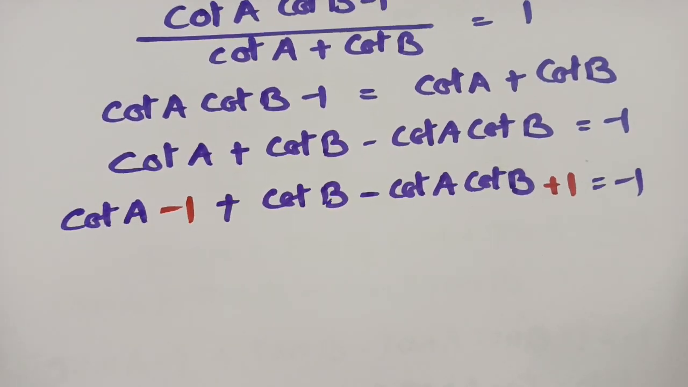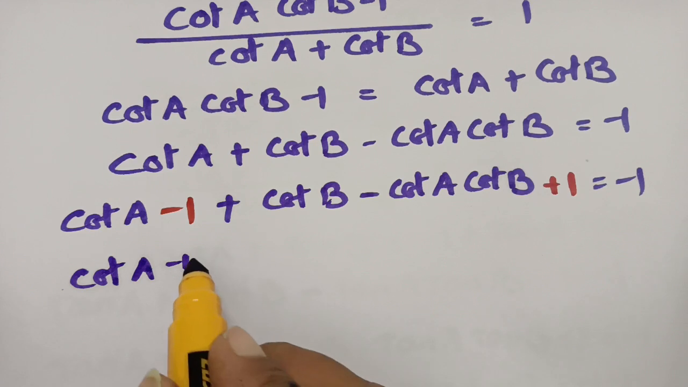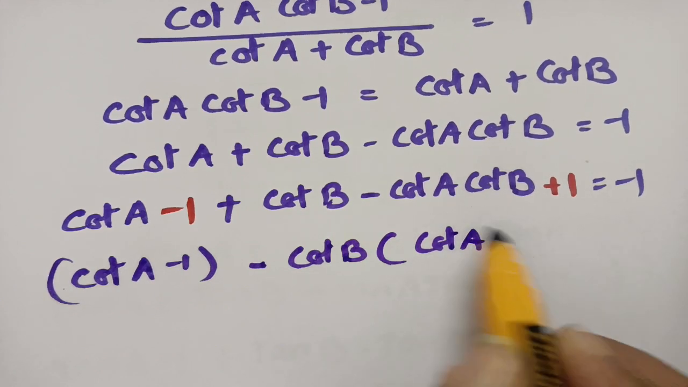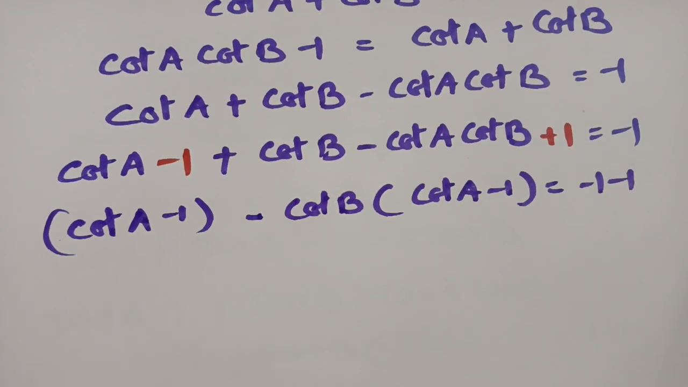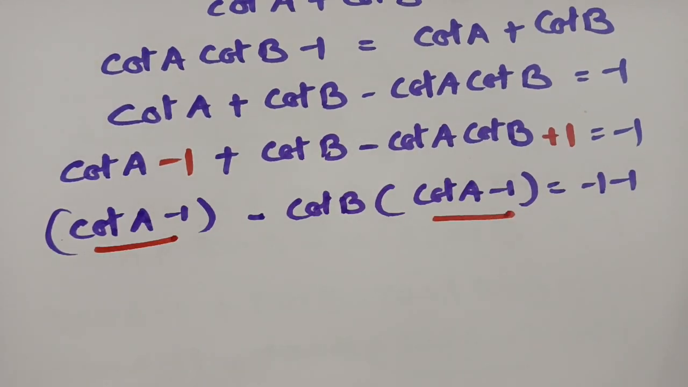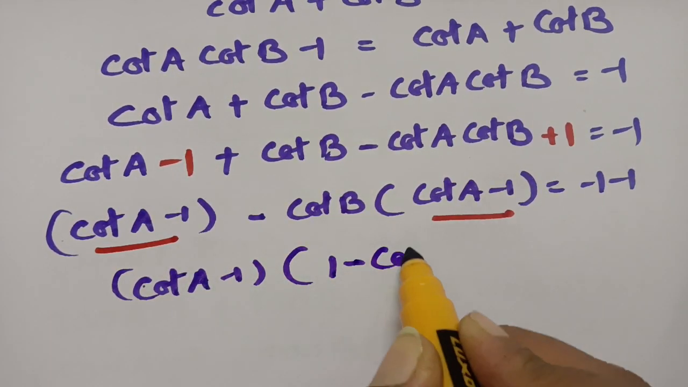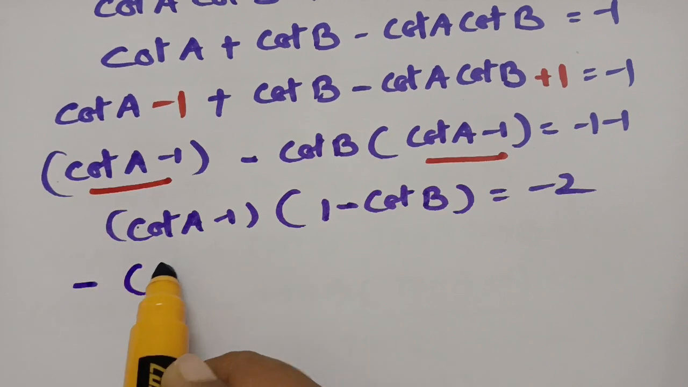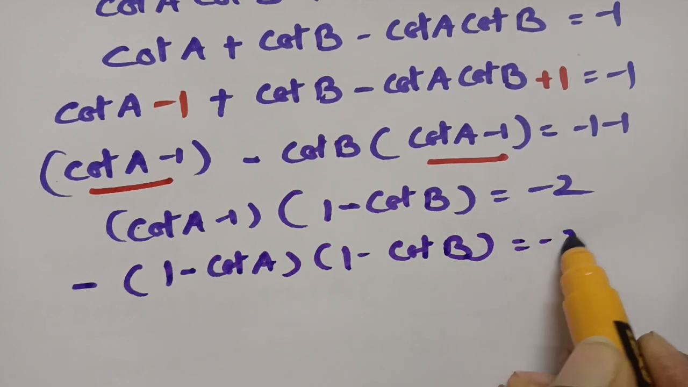See here, now what happens? If I take cot A minus 1, and from these two if I take minus cot B common, this will be cot A minus 1. If I send this plus 1 to the other side, this will be minus 1. Again, if I take cot A minus 1 common from these two, this will be cot A minus 1 into 1 minus cot B, which is equal to minus 2. If I take minus common, this will be 1 minus cot A into 1 minus cot B is equal to again minus 2.